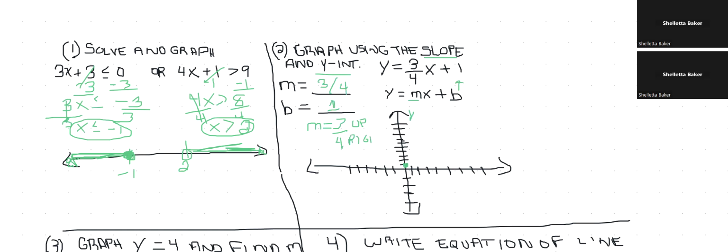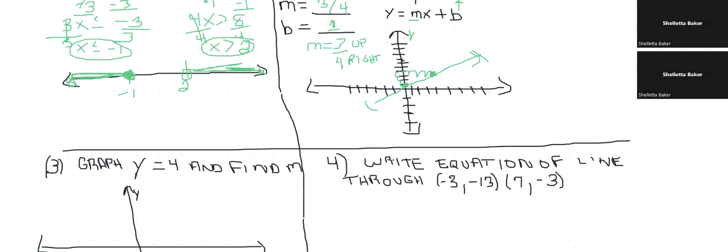So we'll start at 1 and go up 3 spaces, 1, 2, 3, and to the right 4 spaces, 1, 2, 3, 4. So we'll be right here at 4, 4. Plot that second point, and then you connect those 2 points to create the graph of this line. And there you have it for number 2.